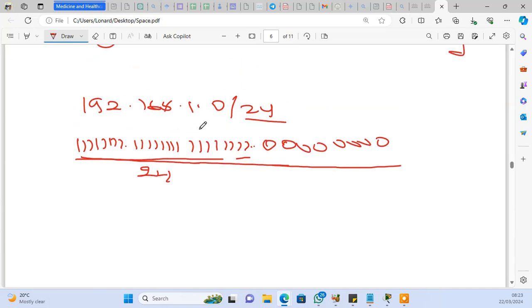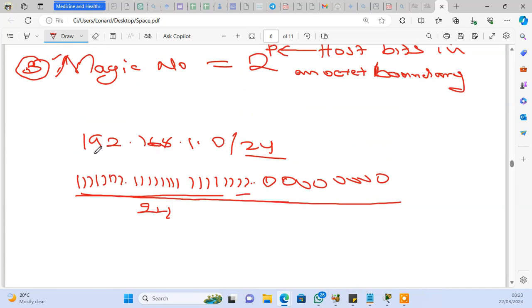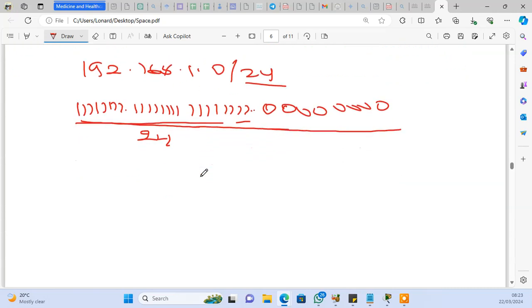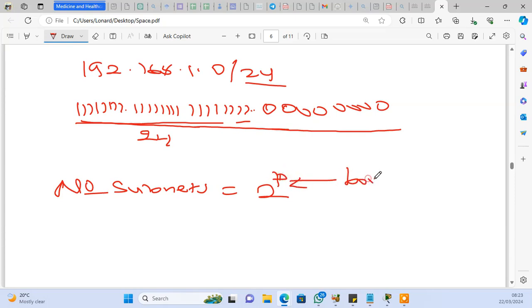So if I want to know how many networks are available on this network, I'll just use this formula: number of subnets is equal to 2 power p, whereby p represents the borrowed bits. So we're going to go back to our subnet mask.